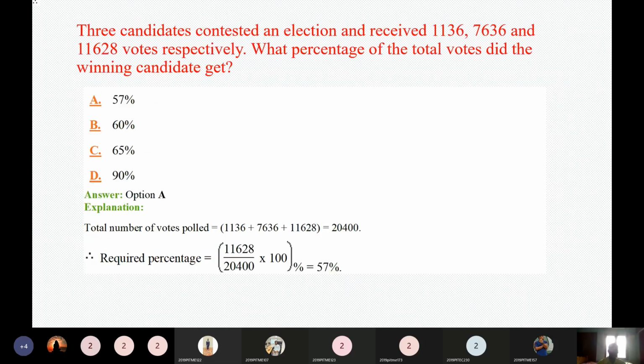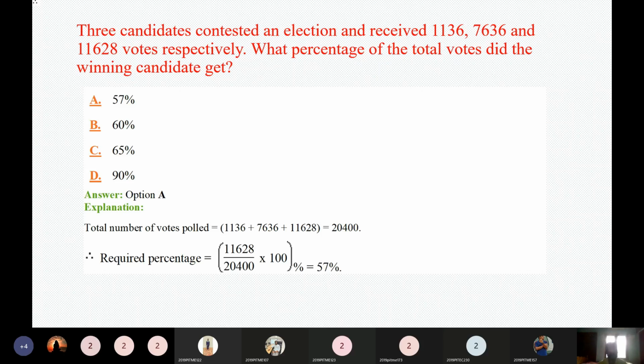Right. We go for the third one. Three candidates contested an election and received 1,136, 7,636 and 11,628 votes respectively. What percentage of the total votes did the winning candidate get?